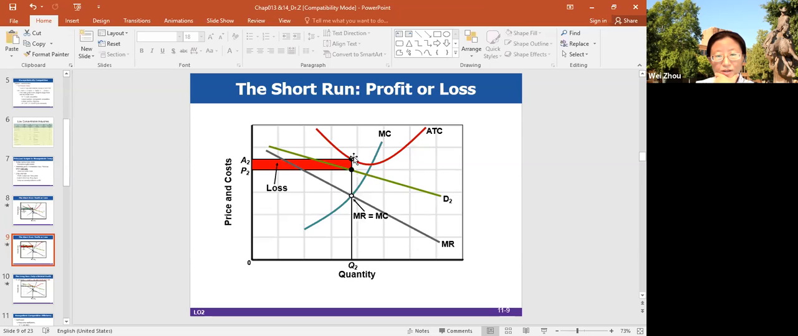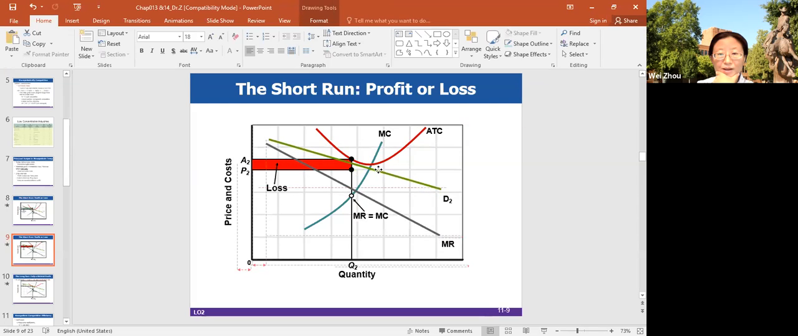And then if you look at this output level, your average total cost is higher than price. So cost is higher than price, and in this part you're losing money. Are you going to lose money forever? Not really, because if you are in this industry and everybody is losing money, people will leave this industry and then finally they will raise up the price a little bit. Guess what? Then you will have zero economic profit. Are you with me?